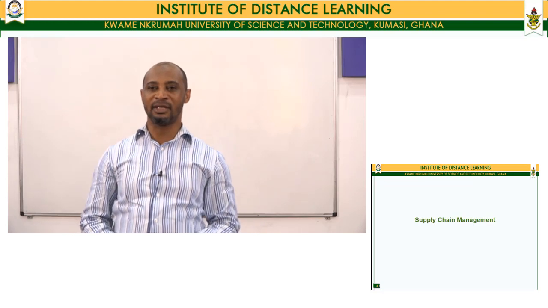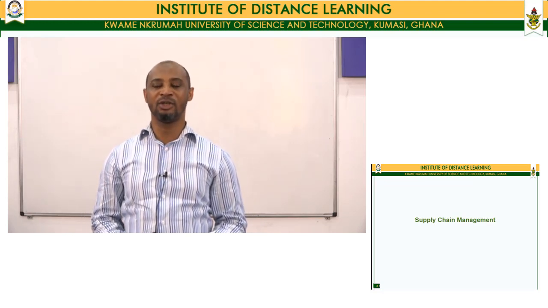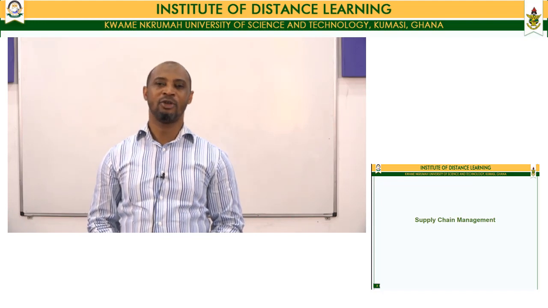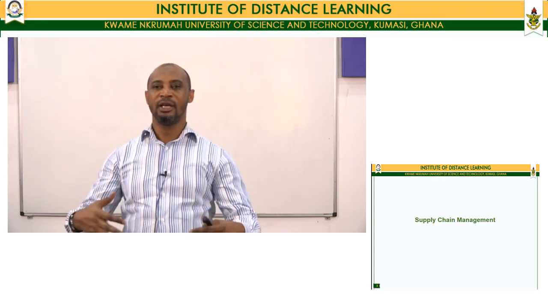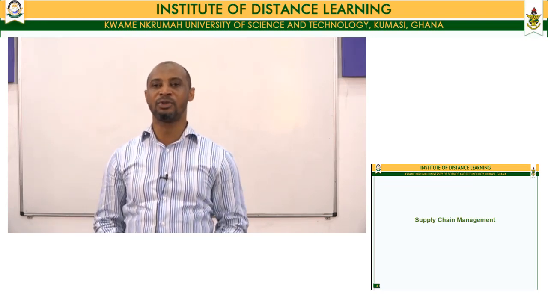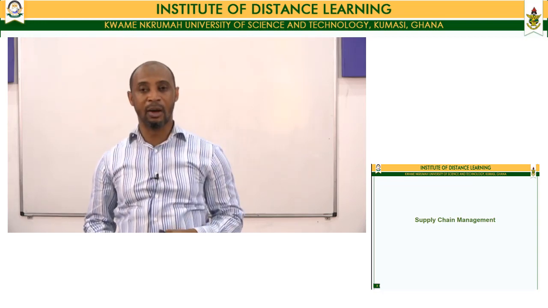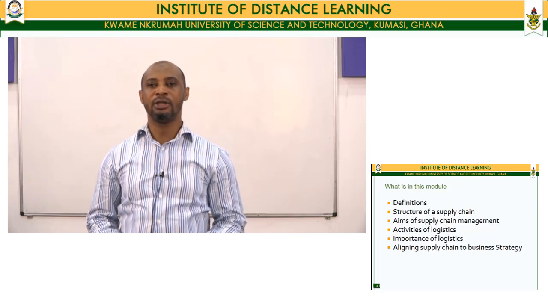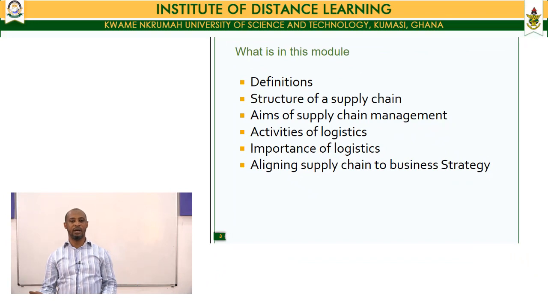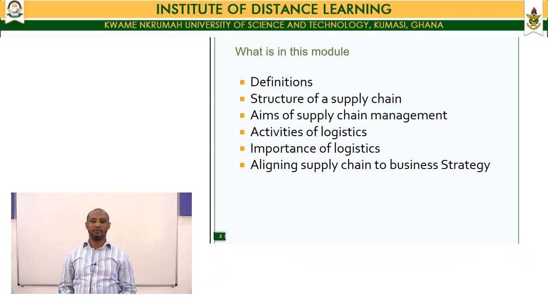That is why it has become imperative that even though you have been taken through a whole course called supply chain in the first semester, it is imperative for us to just remind ourselves of a few of the issues under supply chain, so that when we are talking about managing the risk, we are sure about what we are saying. Now, in this module, we'll look at the definitions, the structure of the supply chain, the aim of the supply chain, activities of logistics, importance of logistics, and then aligning supply chain to business strategy. And so you will find that it is not more than what you know already.